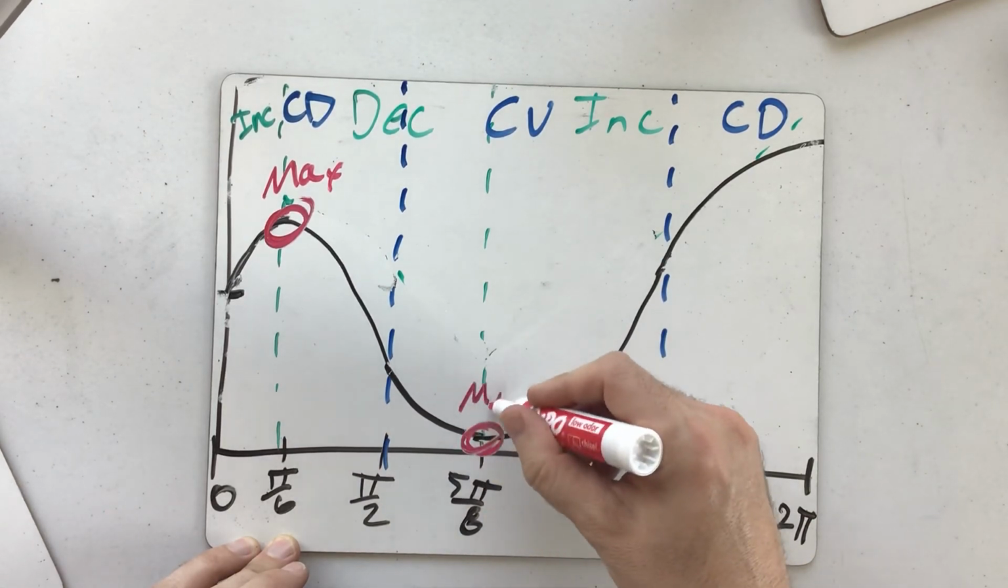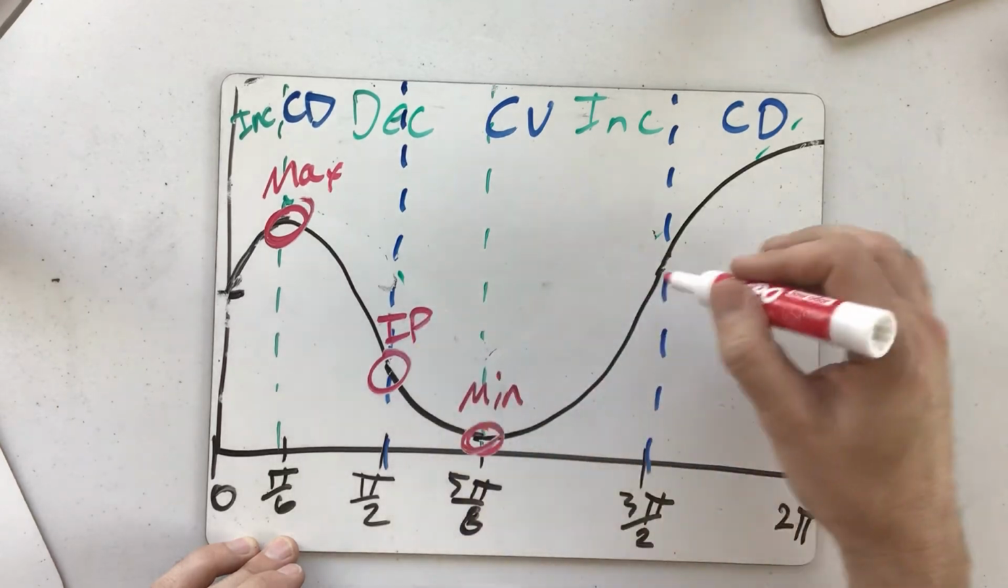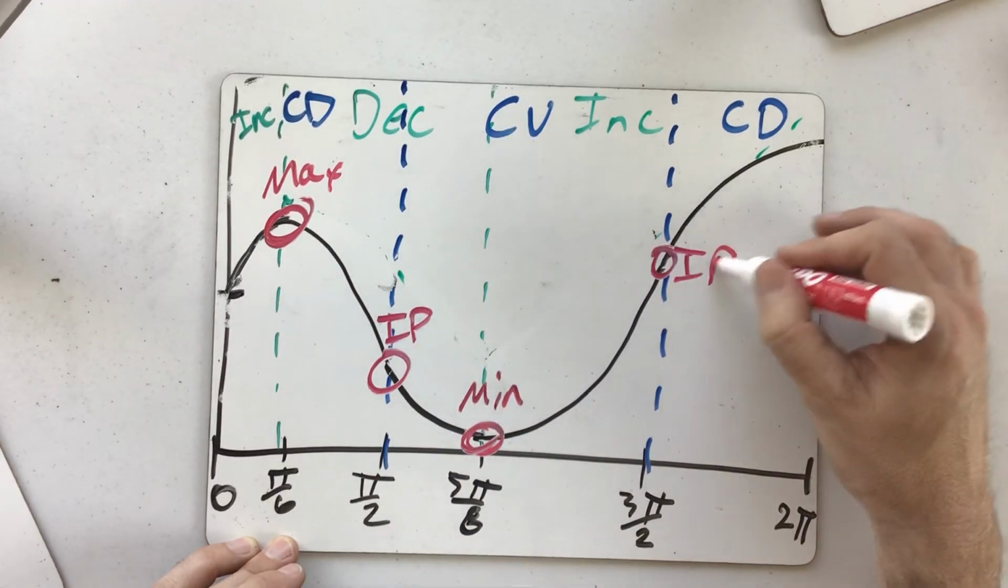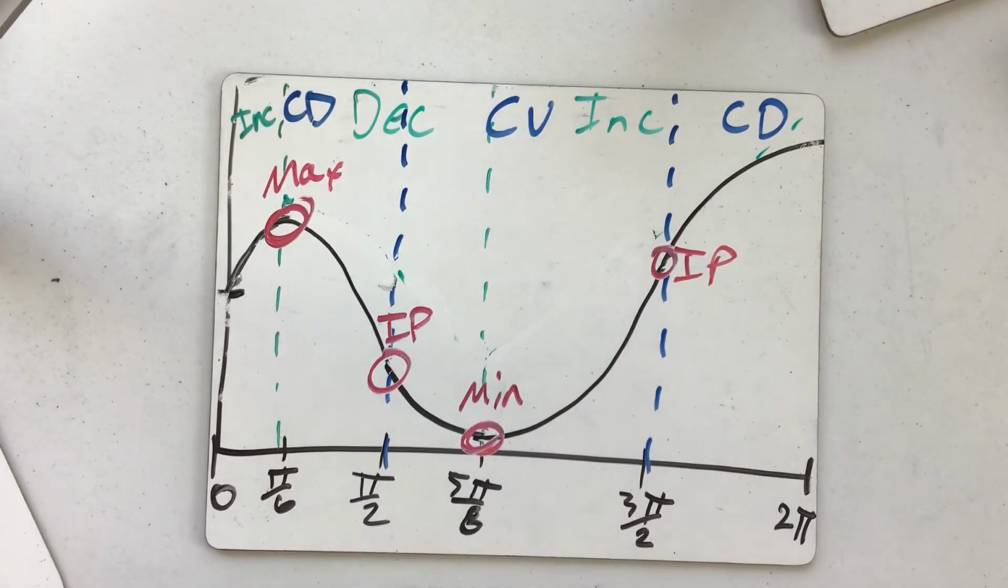here's our minimum, local max and local minimum. This is an inflection point, and this is an inflection point. So you see when it switched from concave down to concave up, those were our inflection points.